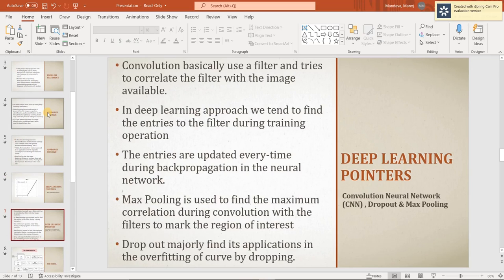In deep learning, convolution uses a filter and tries to correlate the filter with the available image. In the deep learning approach, we find the entries of the different filters during the training operation. The entries are updated every time during back propagation in the neural network. Max pooling is used to find the maximum correlation between the convolution and the filters to mark the region of interest. Dropout majorly finds its application in handling overfitting of the curve by dropping.